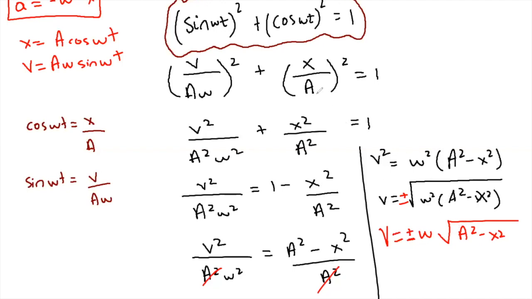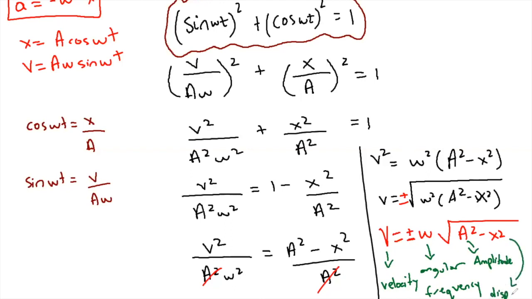Now, let's put some labels. Now, this is my velocity. This is velocity. This is no problem. This is angular frequency, not angular velocity. This is angular frequency because we're studying SHM. This is amplitude, and this is displacement. Now we don't have space here.